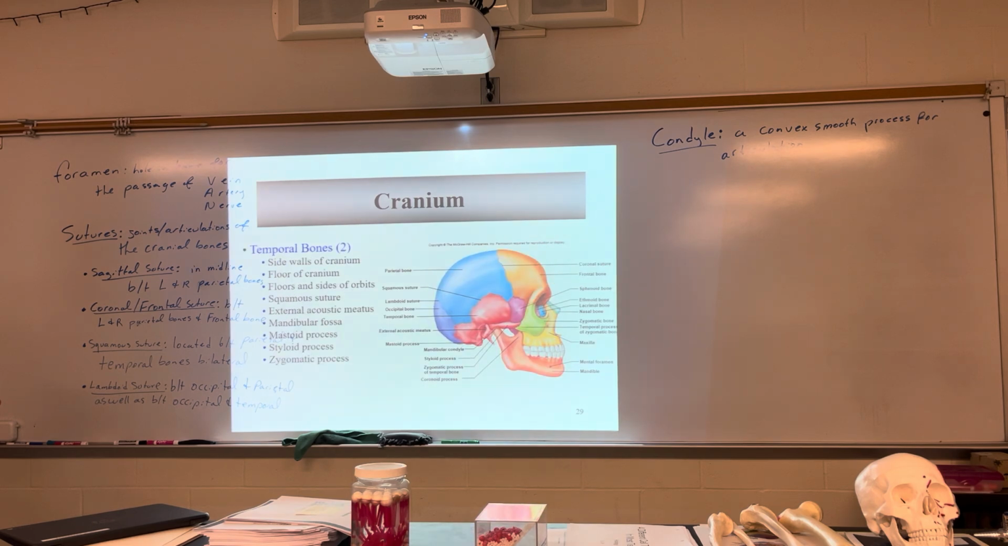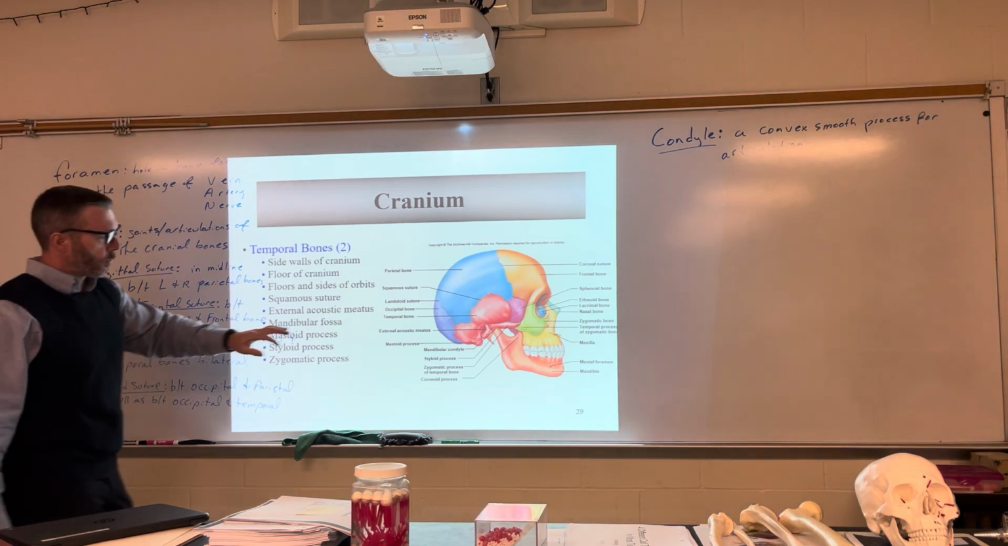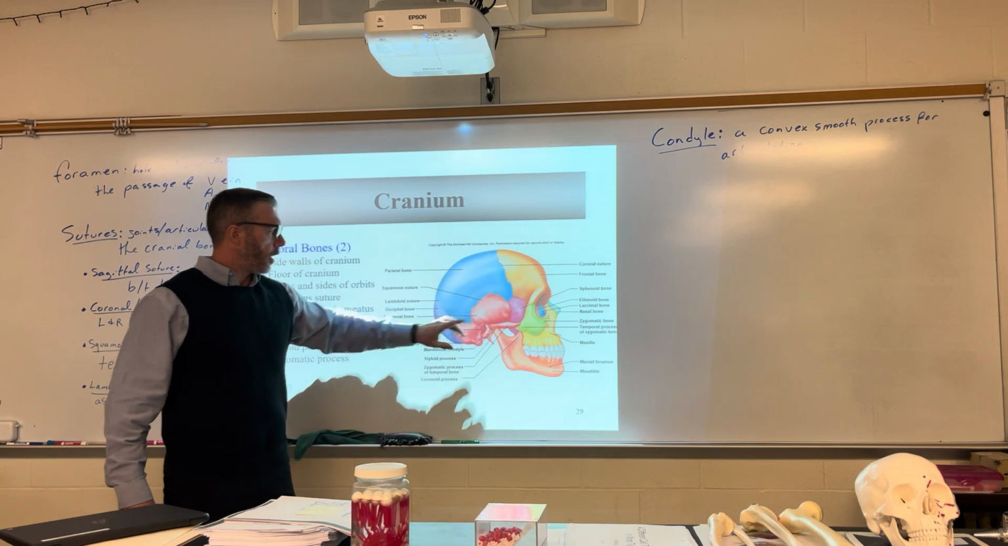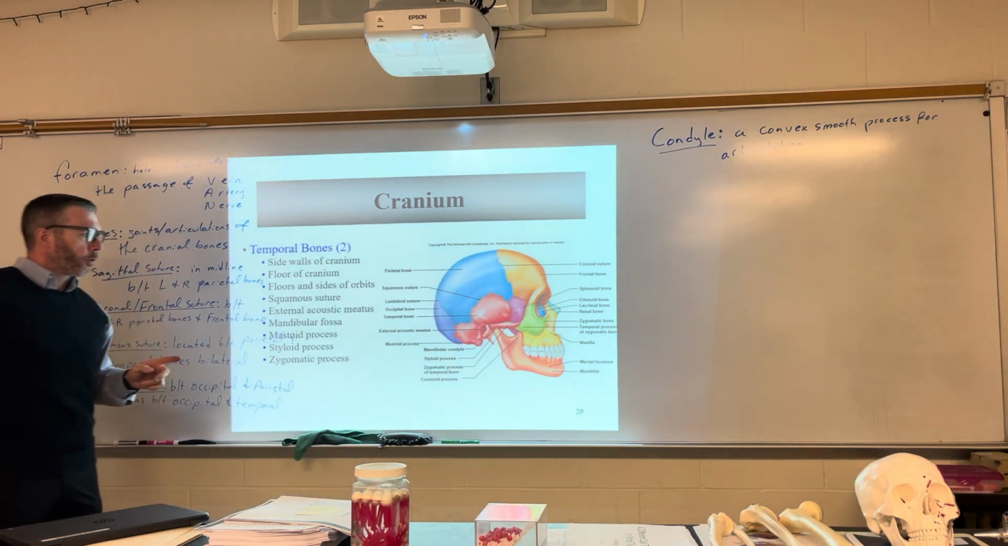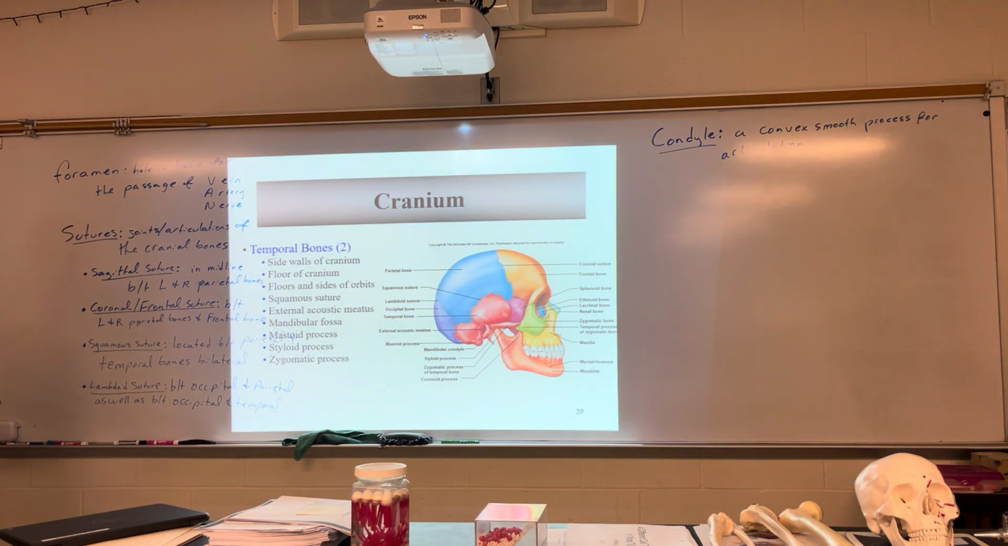So we have frontal, parietal, now occipital bone. Now we're going to move on to the temporal bone. The temporal bone, there's two of them. This is this pinkish red bone right here on the side of the skull. Now the temporal bone has a lot involved with it. There's a lot of structures here.